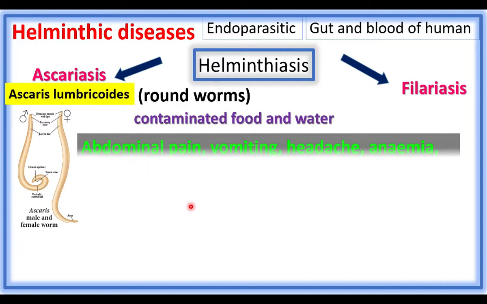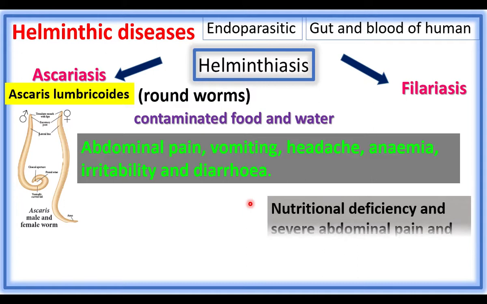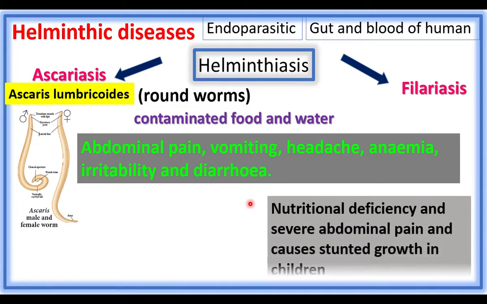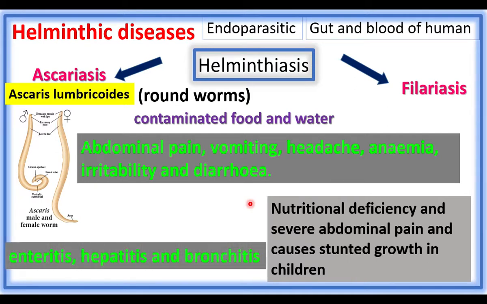This disease causes symptoms like abdominal pain, vomiting, headache, anemia, irritability, and diarrhea. It is a blood-sucking parasite, so it causes anemia. In severe infections, the worms cause nutritional deficiency because they live inside the digestive system and take the nutrients. Severe abdominal pain and stunted growth are seen in children. These infections also may cause enteritis, hepatitis, and bronchitis.